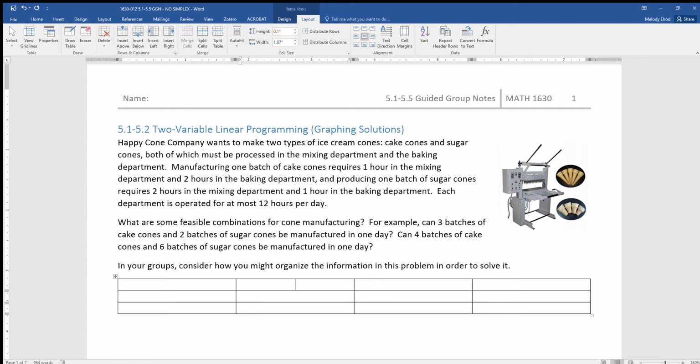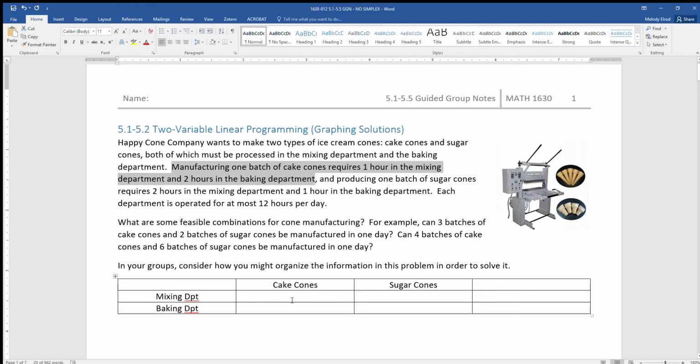In this particular problem, we're talking about cake cones and sugar cones, right? And we also have some constraints about the mixing department and the baking department. Now, as you read the problem, it says manufacturing 1 batch of cake cones requires 1 hour in the mixing department, 2 hours in the baking department. All right, well, so that relates right here. So we've got 1 hour in the mixing, 2 hours in the baking.